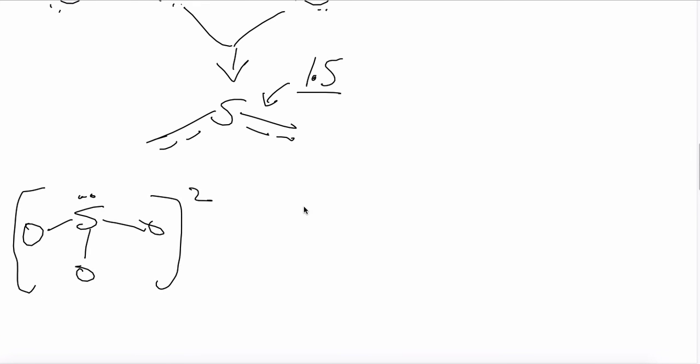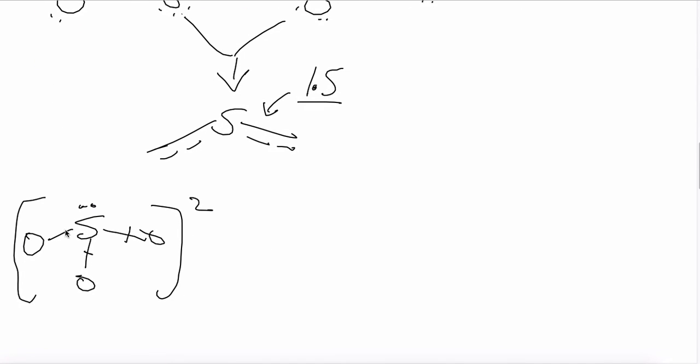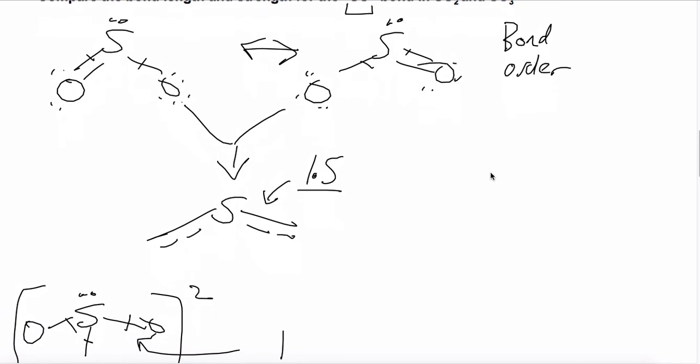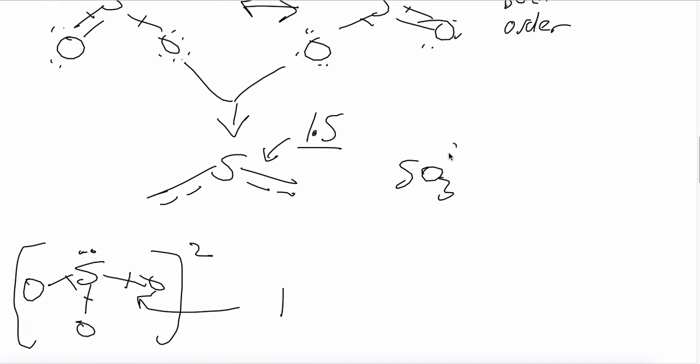And if we do SO3 2-, there is no resonance structure. So when we look at this, there's just 1, 1, 1. So the bond order here is 1. So compare the bond length and the bond strength. So the bond length of SO3 2- is greater than SO2. Okay? So this is length.